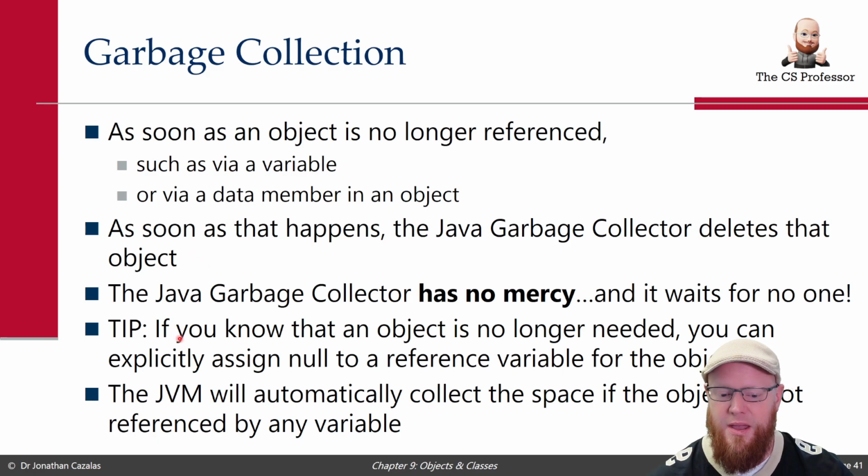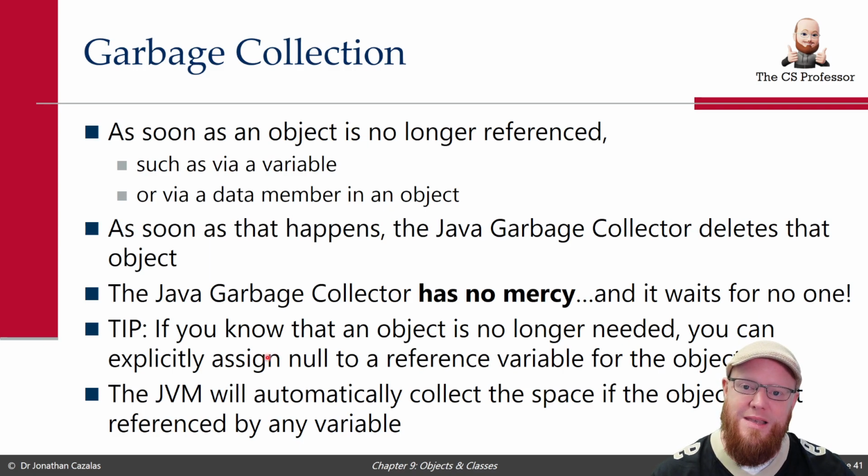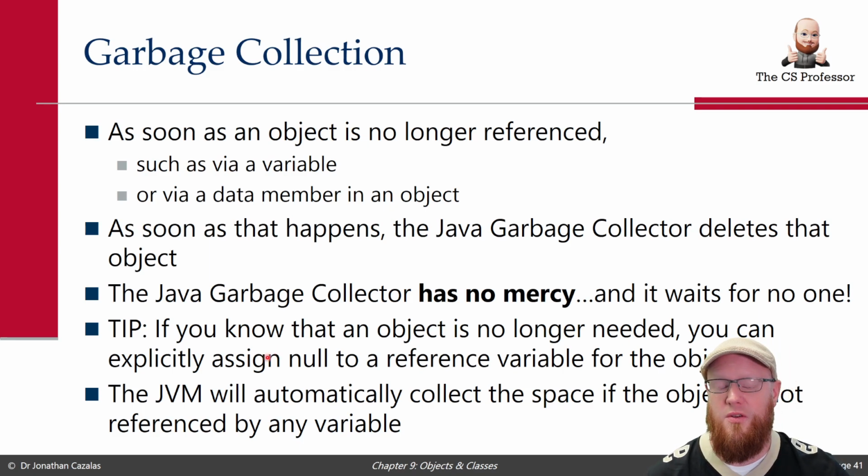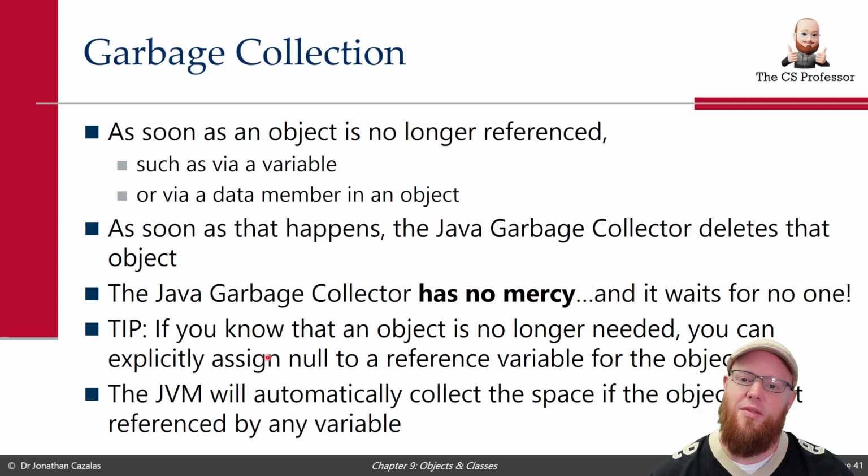And here's a tip. If you know that an object will not be needed, you can explicitly assign null to the variable for that object, and then the Java garbage collector will come and will automatically delete that object that was previously referenced.